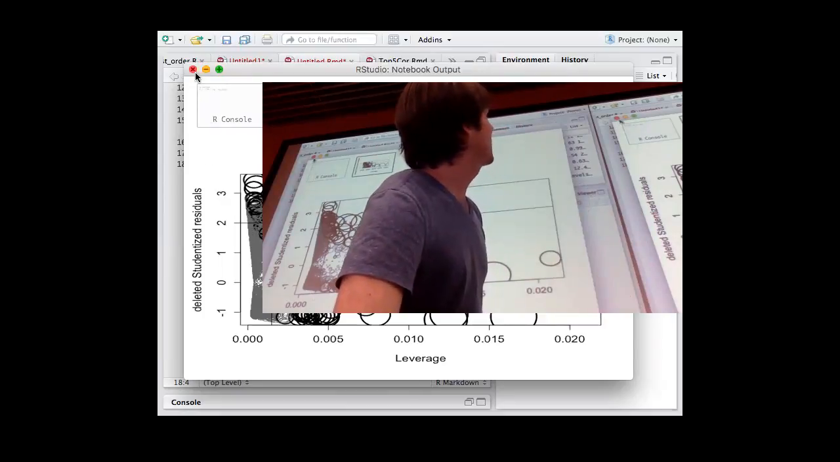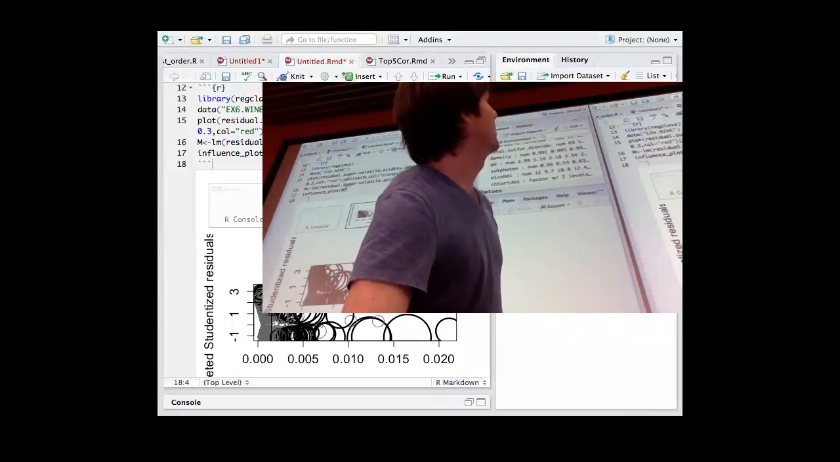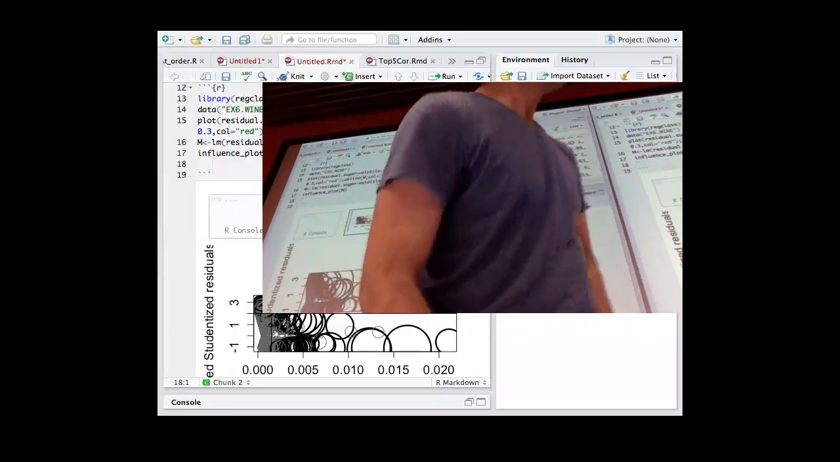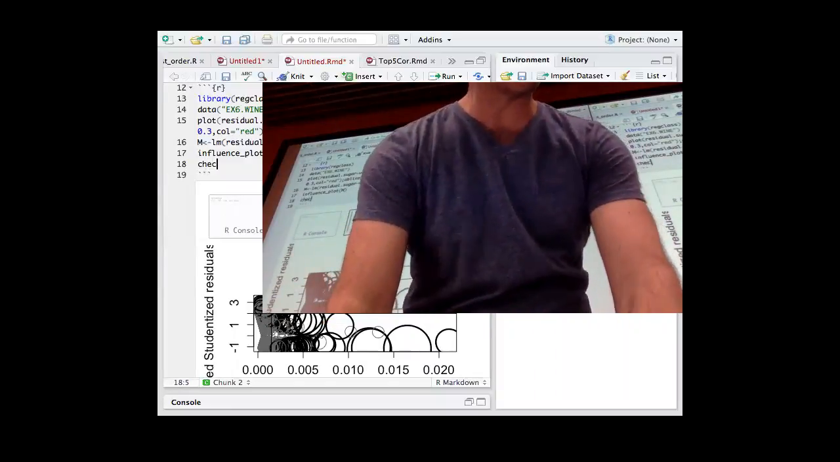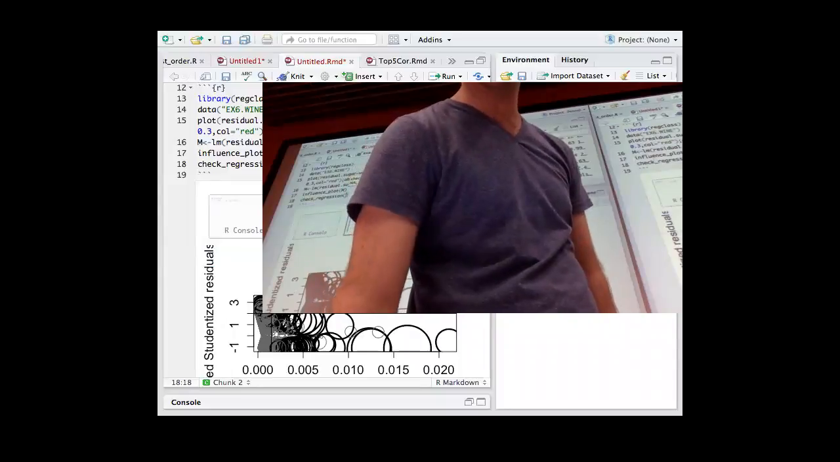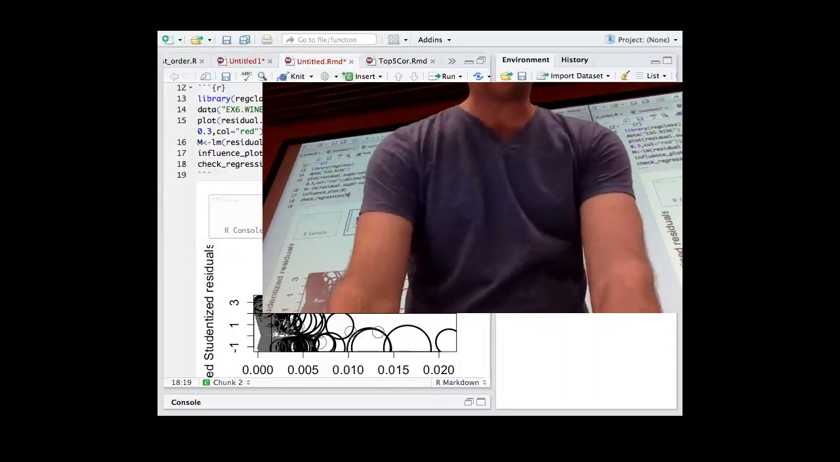So what was I going to do next? I had an idea. Check regression. Please ask questions if you have any at any time. Check regression is so important, and I see so many people mess this up. You guys are like, Brian, this is the easiest thing we do. It seems like it, but there are a lot of mistakes.